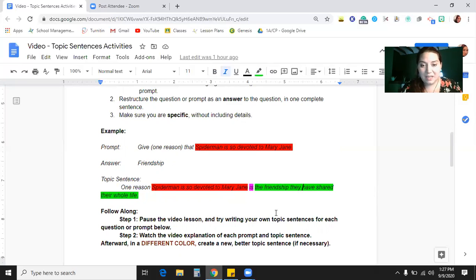So with this example in mind, you can look back over your notes in your own copy of this. I want you to pause this lesson and try writing your own topic sentences for the prompts on page 2. So pause me now and write your own topic sentences.